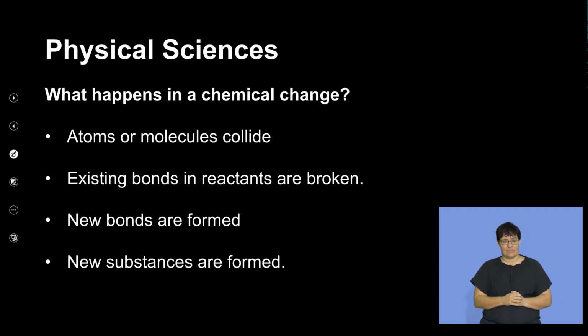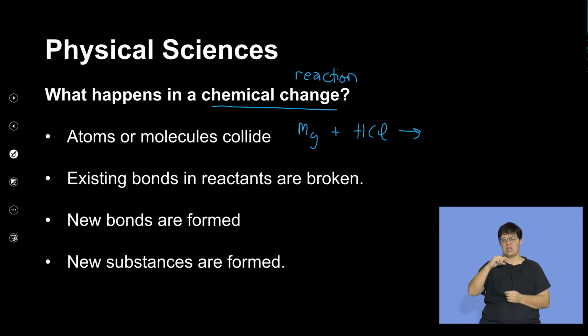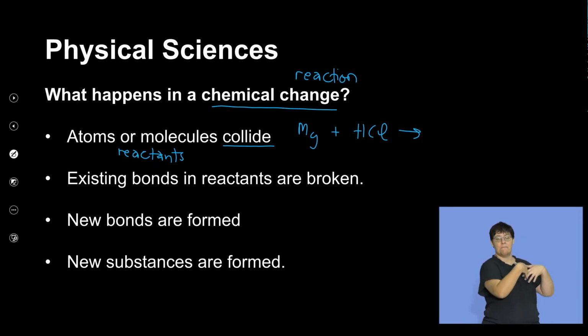Now, what exactly happens in a chemical change? We know that a chemical change is simply a chemical reaction. Now, we know that atoms or molecules need to collide with each other. Suppose, for argument's sake, we've got a reaction between magnesium plus HCl. For us to get a product, these reacting particles must collide with each other, or come into contact with each other, so that we can form the products. So the atoms or molecules of the reactants need to collide or come into contact with each other. Otherwise, there is no way that we can get the product if these reacting particles or substances do not come into contact with each other.